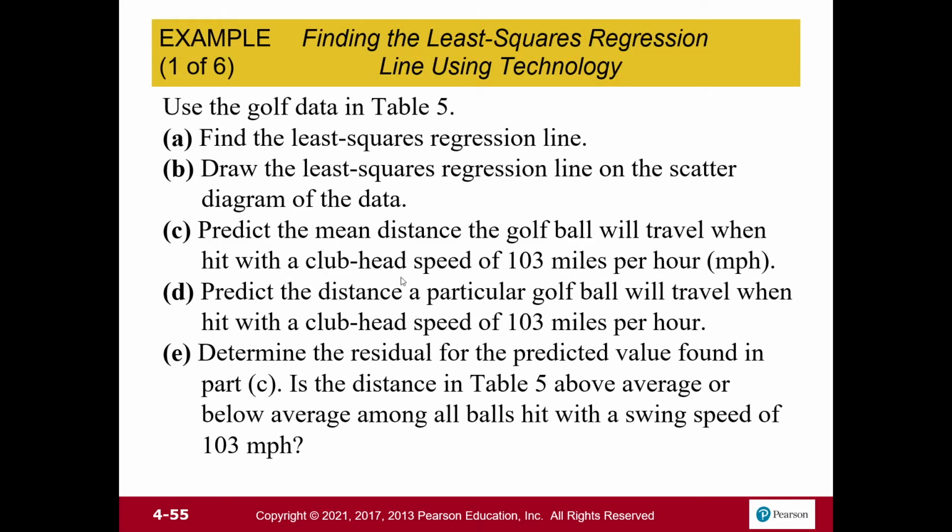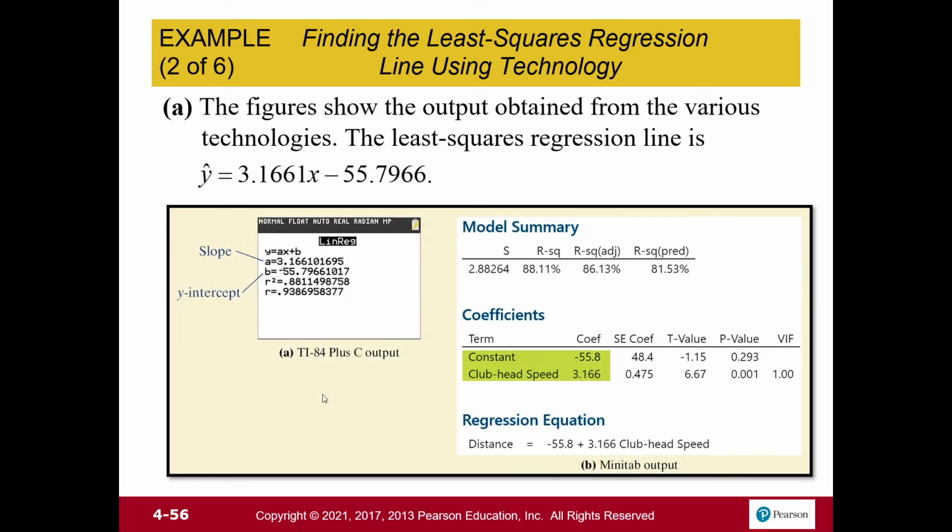So here's some questions. It says, find the least squares regression line for the golf data. Draw the line on a scatter plot. Predict the mean distance the ball will travel when you hit the ball with a club speed of 103. And then determine the residual for the predicted value found in part C. So as you can see, they do utilize this.